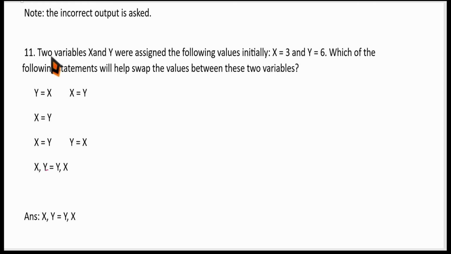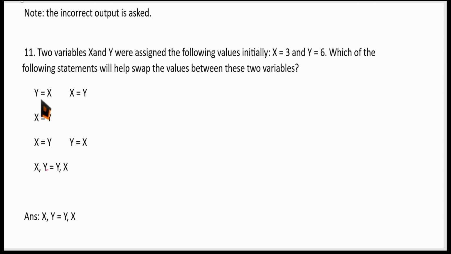Now you take this one. Two variables x and y were assigned the following values initially: x is equal to 3 and y is equal to 6. Which of the following statements will help to swap the values? Swap the values means this 6 should come to x and 3 should come to y.